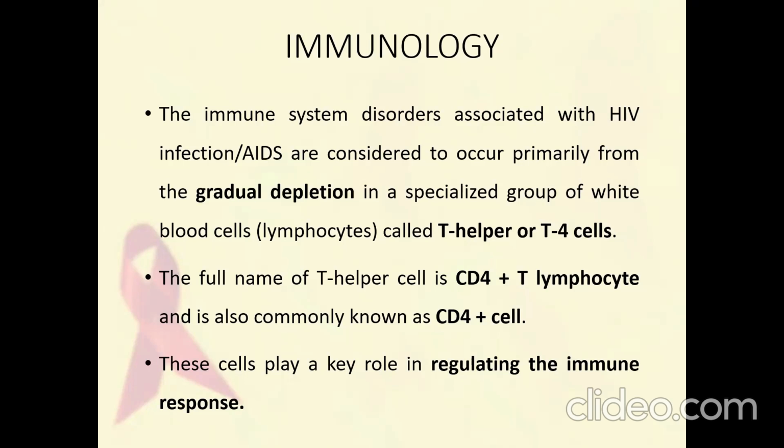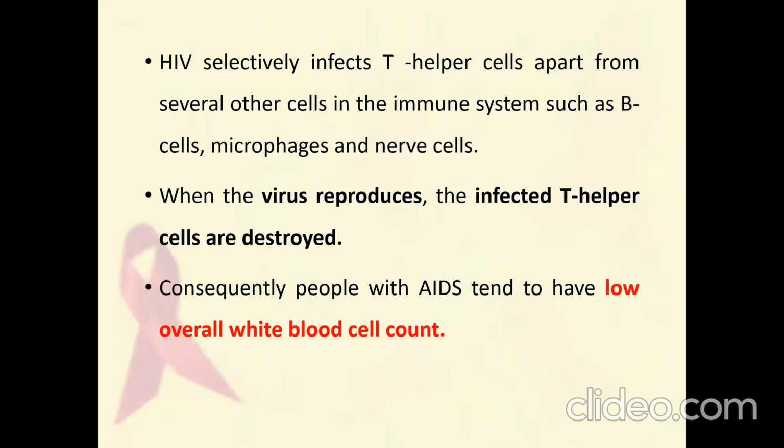So what does HIV cause? It primarily causes gradual depletion in a specialized group of white blood cells called T helper or T4 cells. The full name of T helper cells is CD4 plus T lymphocytes. It is also commonly known as CD4 plus cells. And these cells play a key role in regulating our immune responses. Then next, HIV selectively infects T helper cells apart from several other cells in the immune system such as B cells, macrophages and nerve cells. It mainly affects only and only T helper cells.